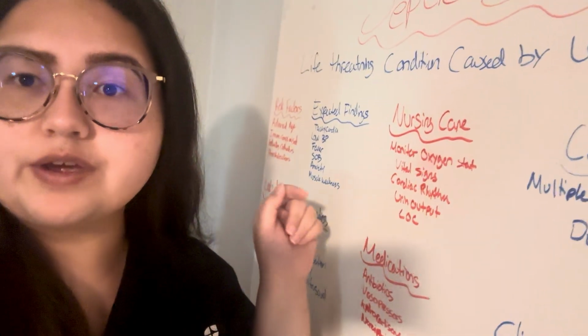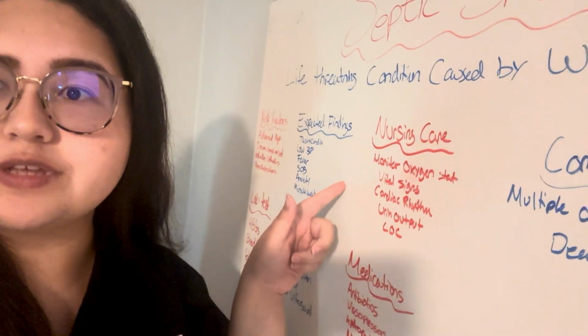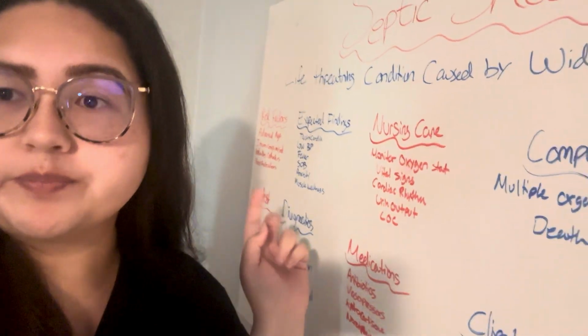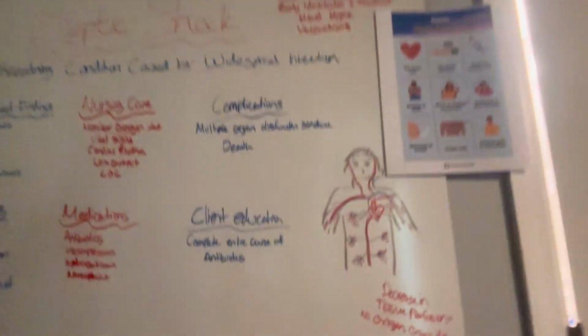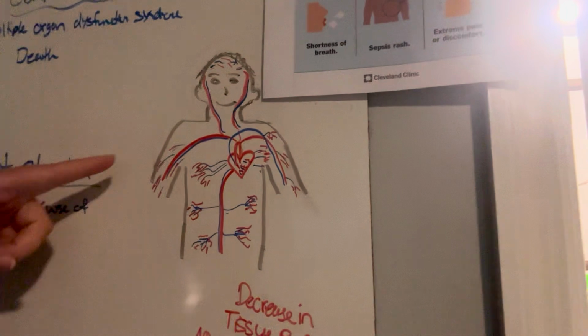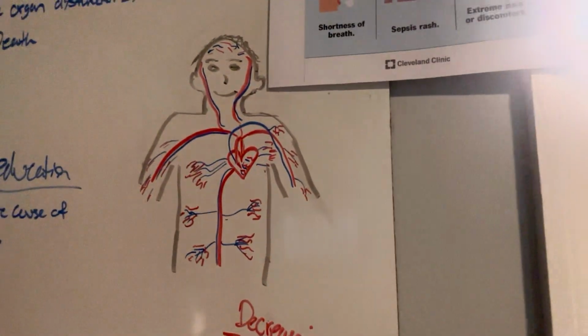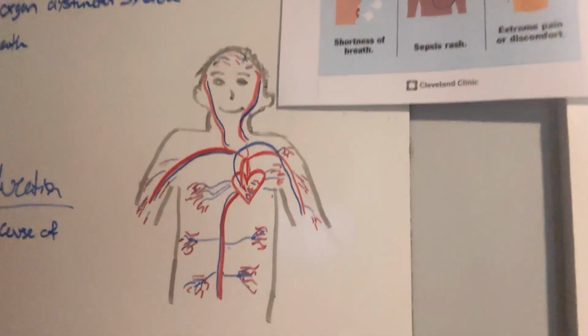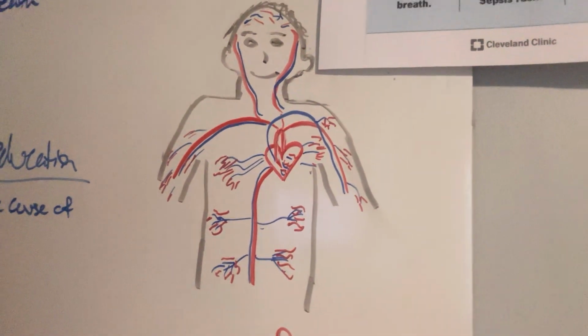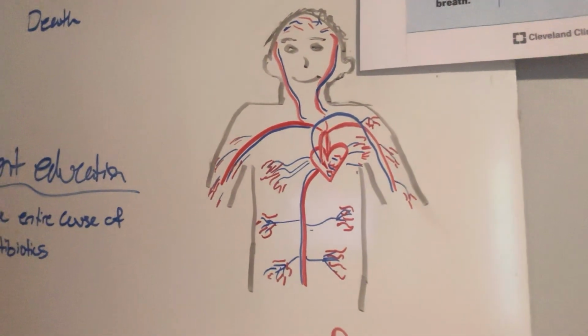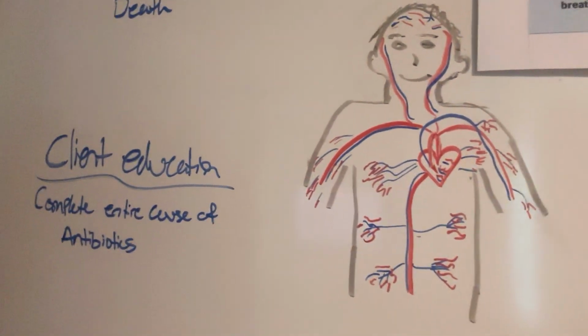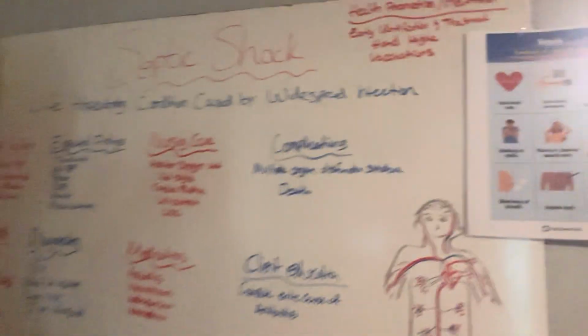For the nursing care, monitoring the oxygen sats are priority. And this here is just showing decrease in tissue perfusion equals no oxygen to the organs, which results in the organs dying. Thank you.